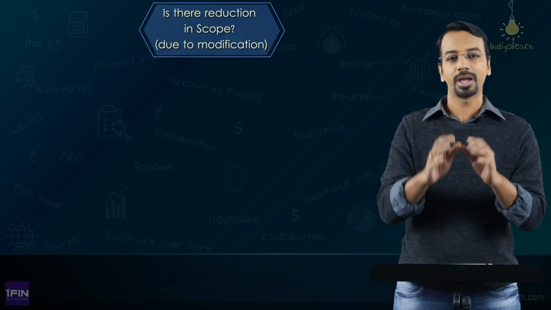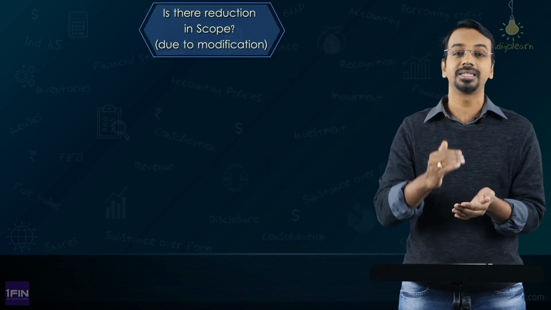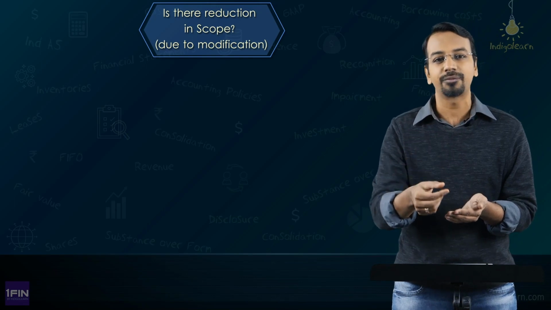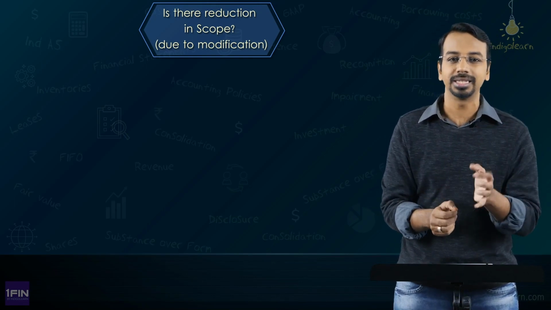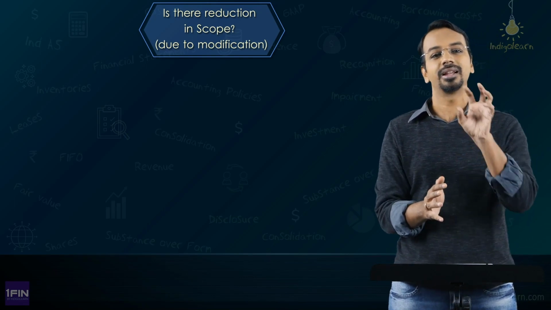Now, what we will do is we will summarize all of these into a simple chart so that if you get a question in the examination, it becomes easy for you to handle. So, whenever you are faced with a question in the examination or when you are solving the questions, the thing that you need to ask is, is there a reduction in scope? Now, why am I starting with the reduction in scope? Because it is the reduction of scope where you will have to first bring down the right of use asset and lease liability.